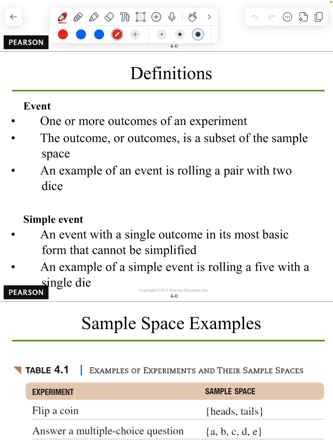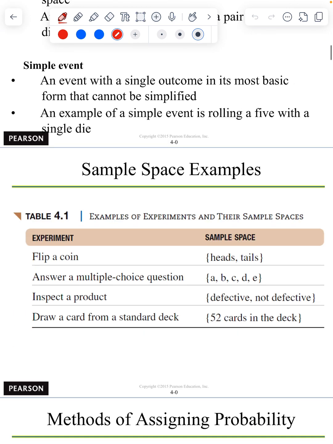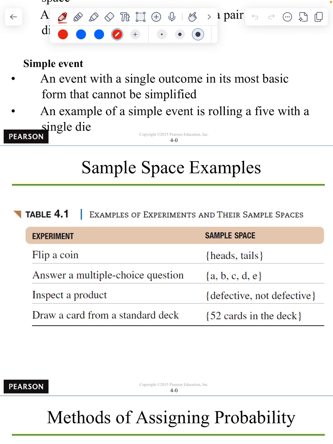A simple event is an event with a single outcome in its most basic form, and it cannot be simplified. An example of a simple event is rolling a 5 with a single dice.